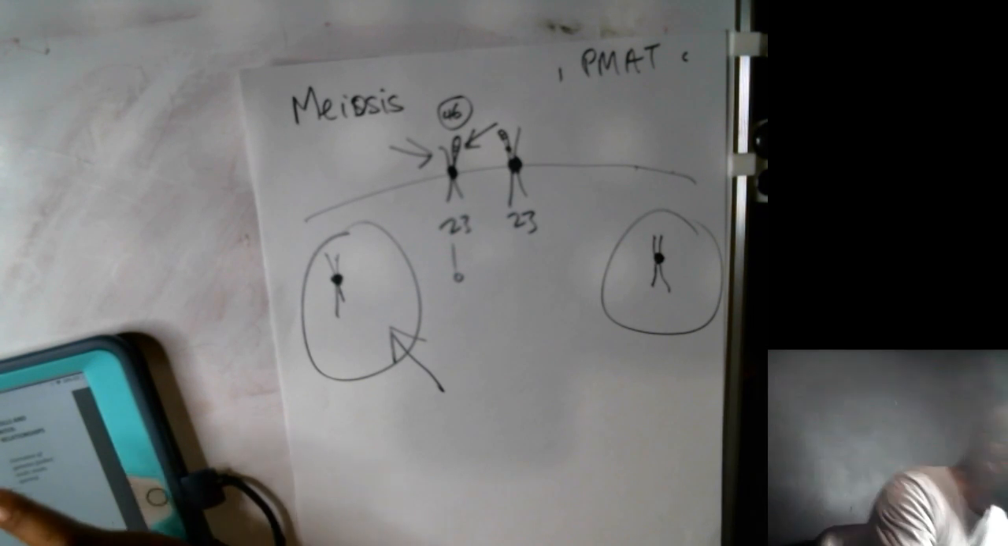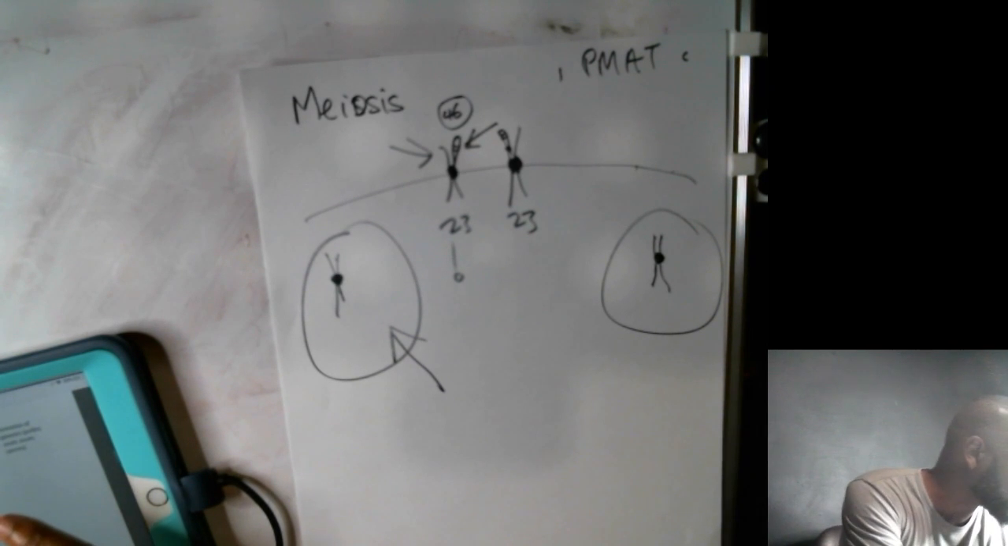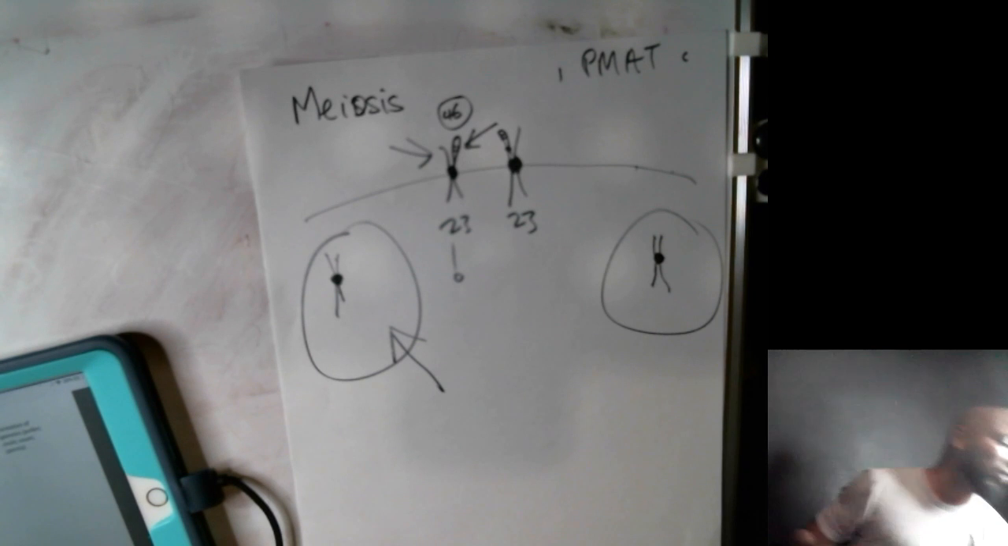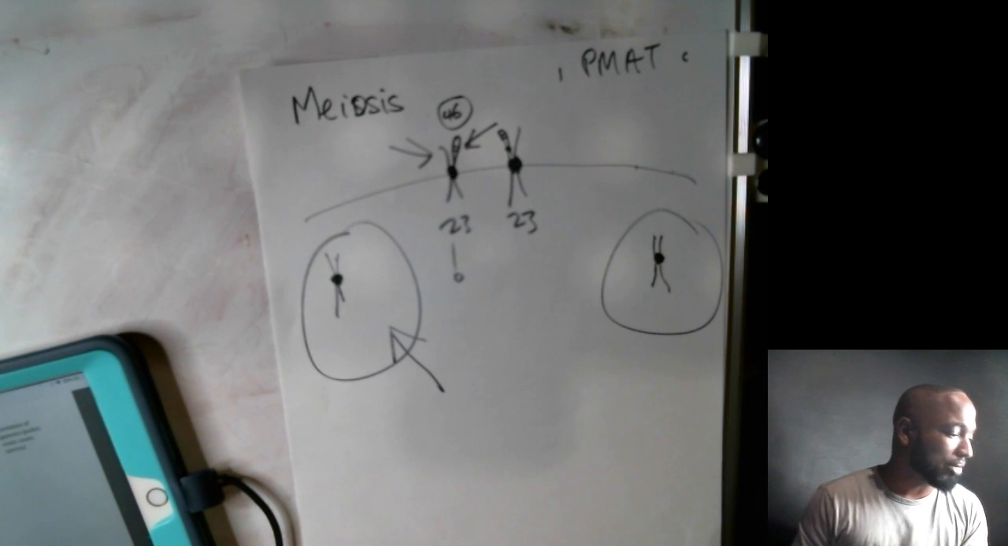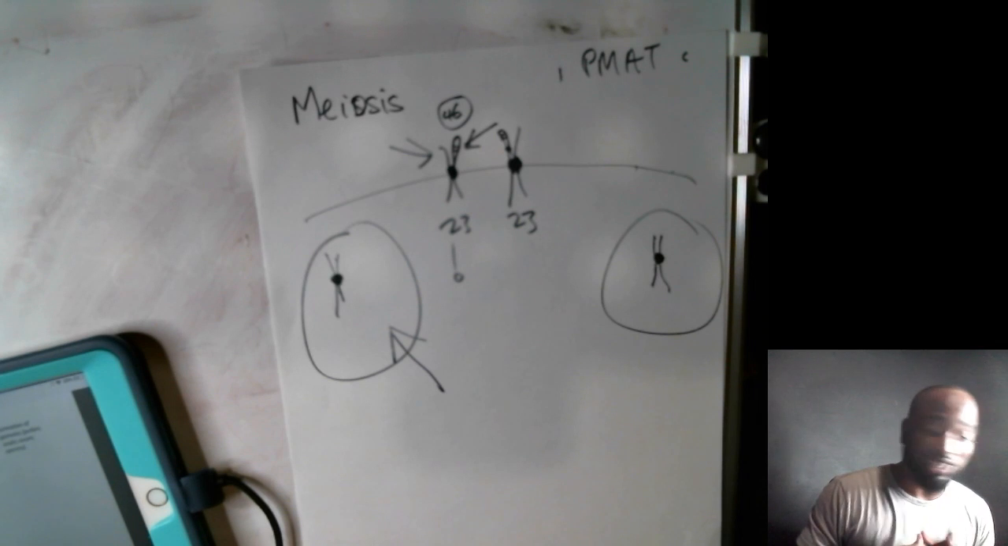Right, so that's enough. Explain the role of meiosis in the transmission of inheritable genetic characteristics. So the role of crossing over creates a random assortment and recombination of genetic information.